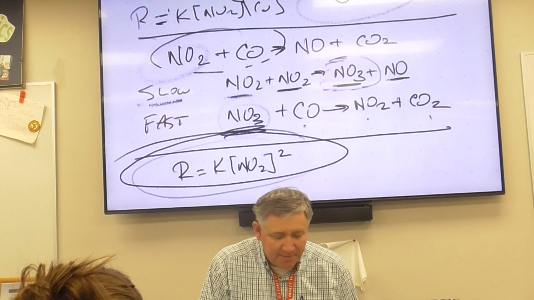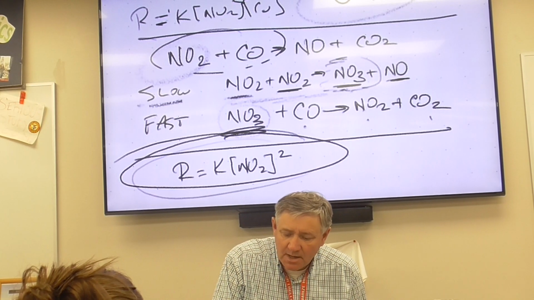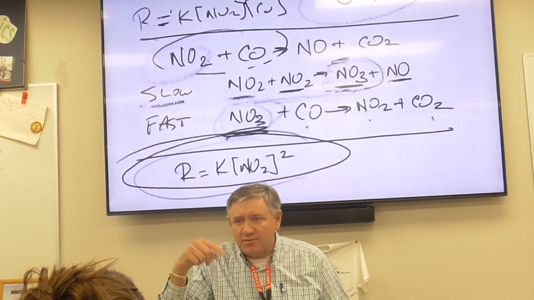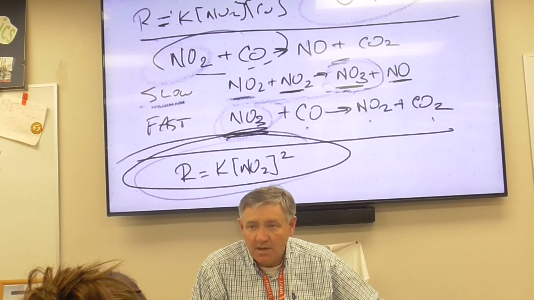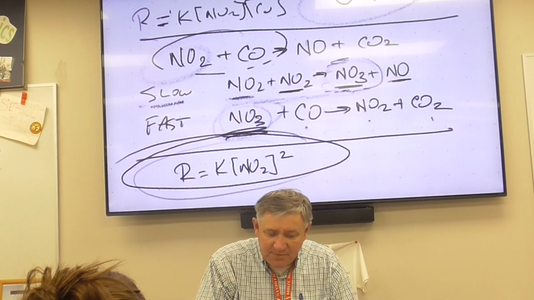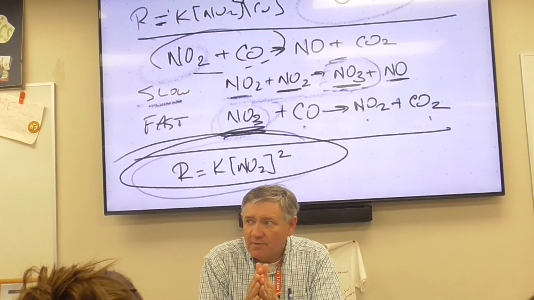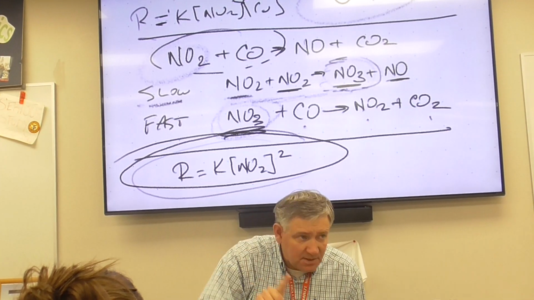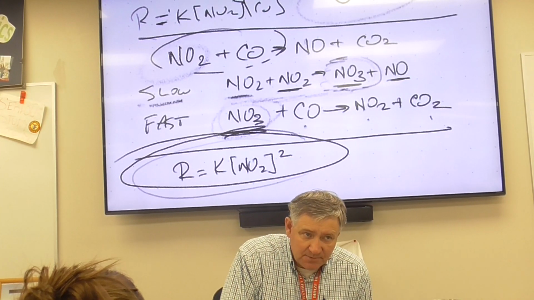So here's what would happen. If this is your slow step, as soon as you make the NO3, it's going to get consumed in the next fast step. So this is why this reaction can't take place any faster than the rate at which I produce NO3. Because as soon as the NO3 is produced, it gets consumed.